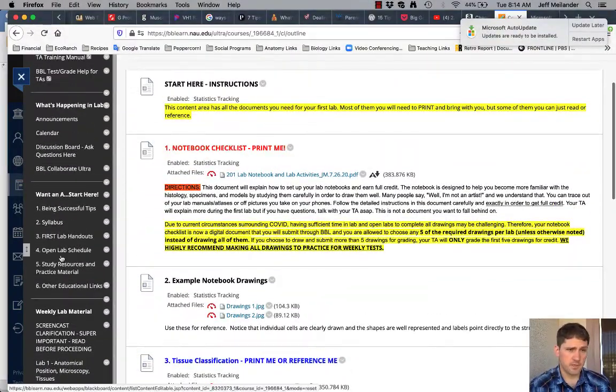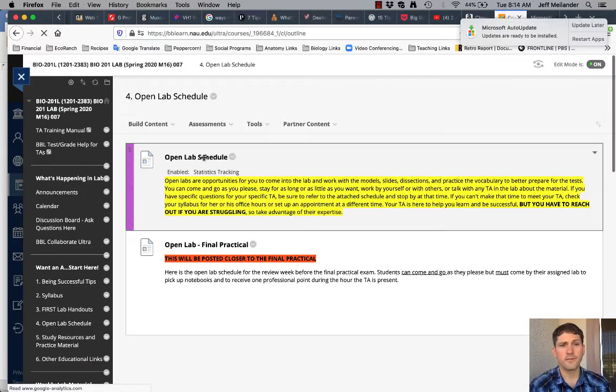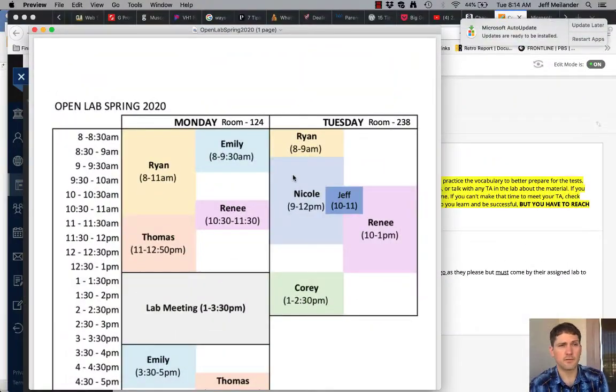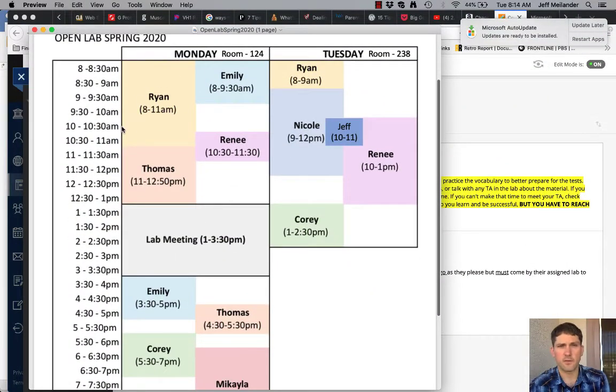All right, so next is our open lab schedule. Once we design this, you'll post it here under open lab schedule. And so obviously this is something that we can't do until our first lab meeting, so we'll have one of the super TAs do that. And basically what it'll look like is something like this. So I think this is a 202 open lab.